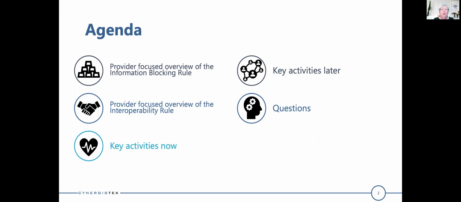So if you are a healthcare certified IT developer, this is not going to really be a presentation that addresses what you need to do under the rule. This is going to be more of a presentation on what healthcare providers like hospitals, physician practices, and others need to do. I'm going to do a brief overview of both rules, of the information blocking rule and of the interoperability rule. And I'm going to talk about what I think are some of the key activities you should be engaging in already and considering and thinking about. And just a couple of key activities that I think you're going to need to think about, but you have a little more breathing room around them.